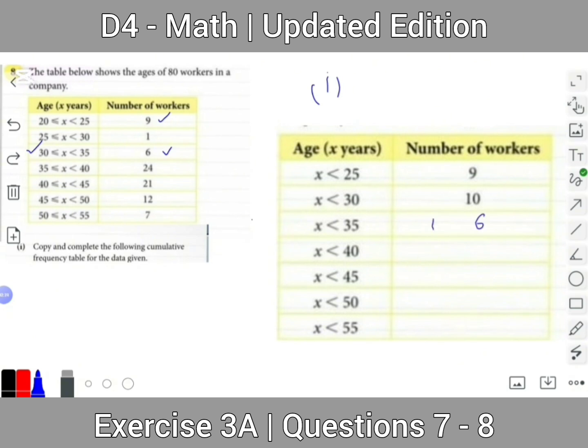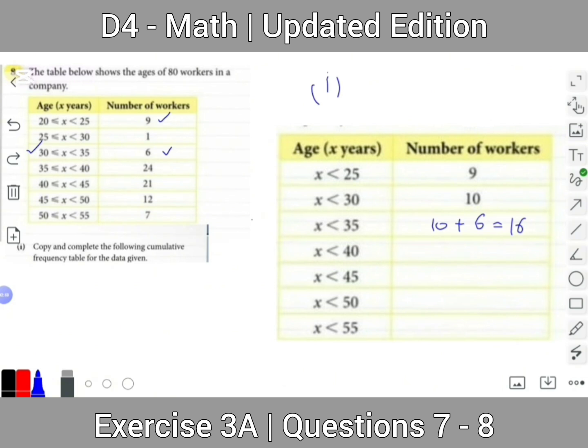So 10 plus 6 gives us a cumulative frequency of 16. Now we need the ages of the workers that go from 20 to 35 as well.